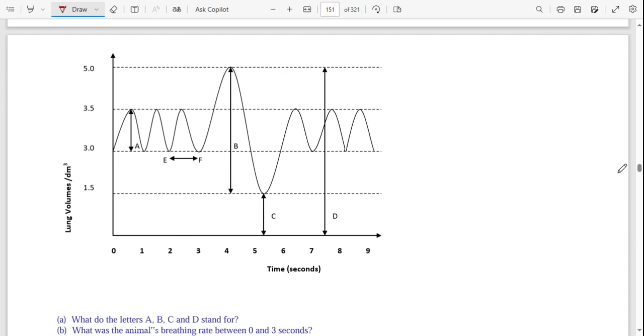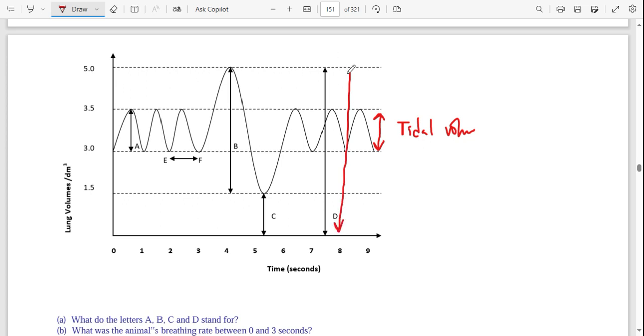So this is the one that you can see here. This is described in the terms that we've talked about. This is when you are breathing normally, you breathe in, out, in, out, in, out. This is the graph that you can see here. This is known as the tidal volume, the normal amount of air that you breathe in and out, in and out.